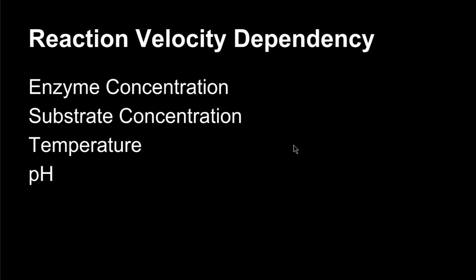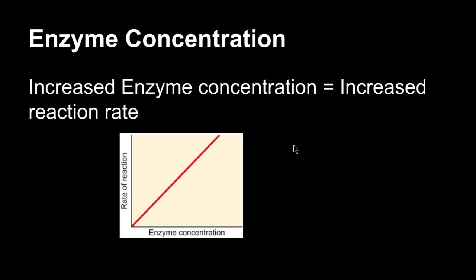And that reaction velocity is dependent on a few things. It's dependent on the enzyme concentration, the substrate concentration, the temperature, and the pH. So we're going to go through these one by one. The enzyme concentration, as you can see here, as we increase the amount of enzyme that we have, we're going to increase the rate, in some fashion or another. So usually you'll see that type of linear dependence.